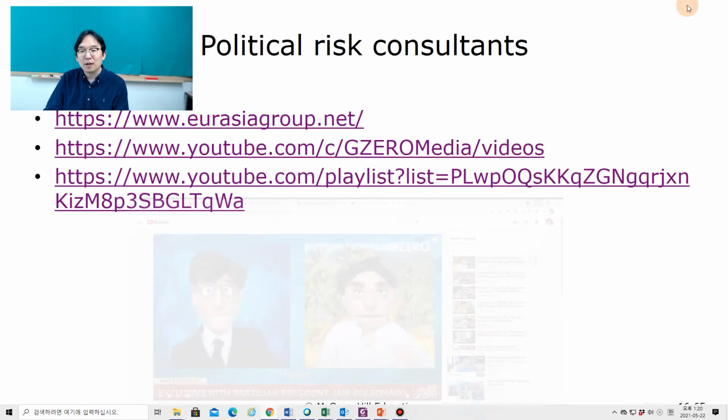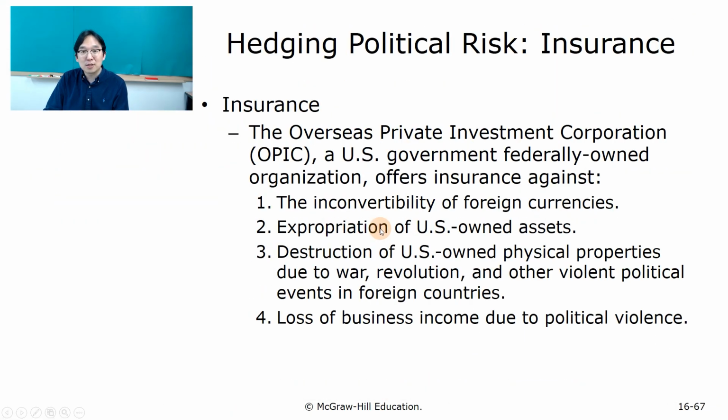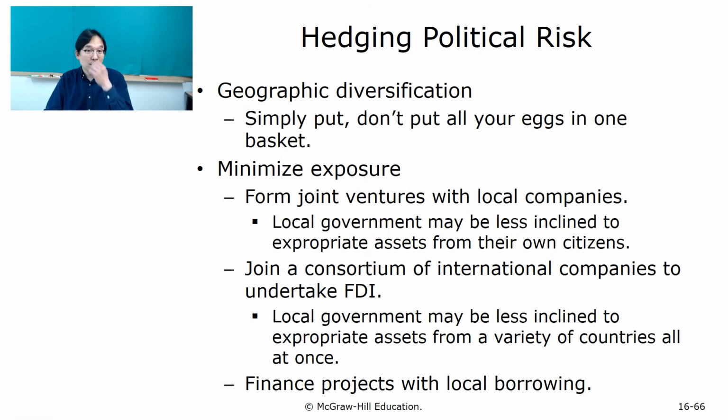Yeah. So political risk assessment has been going on. It's an important element in international finance. Hedging political risk. How would you hedge it? Well, geographic diversification will naturally take care of it. Simply put, don't put all your eggs in one basket. So diversify geographically. Minimize exposure, which is, you can form joint ventures with local companies.